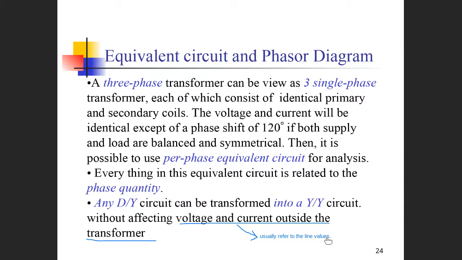Once again, if we have no special explanations, we use the star phase to represent a three-phase transformer equivalent circuit, unless you say we are now using the practical per-phase parameters. Otherwise, it means the per-star-phase values.